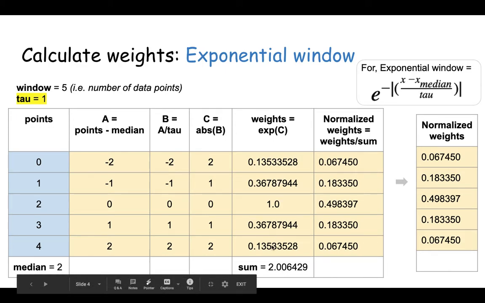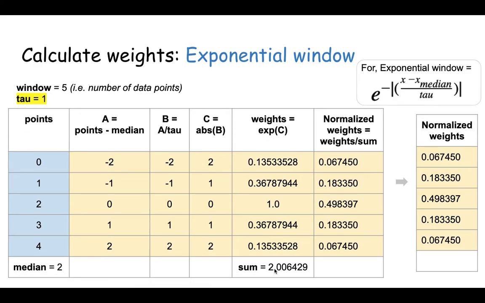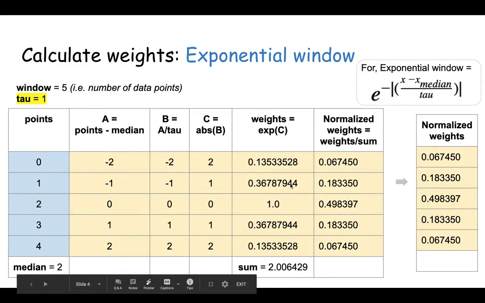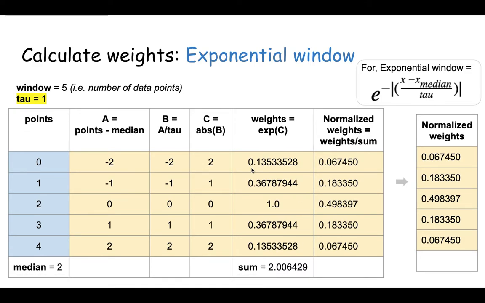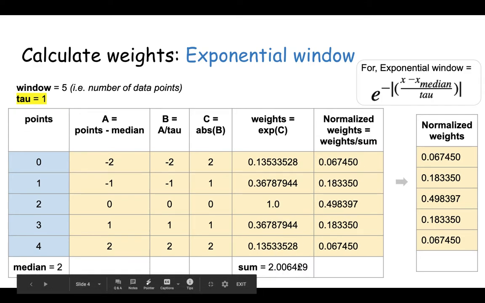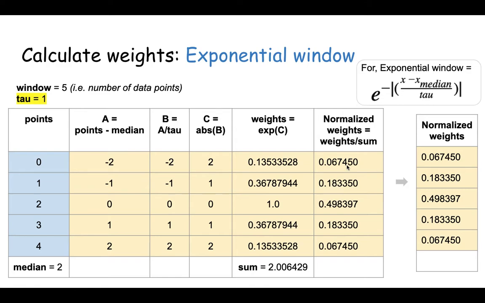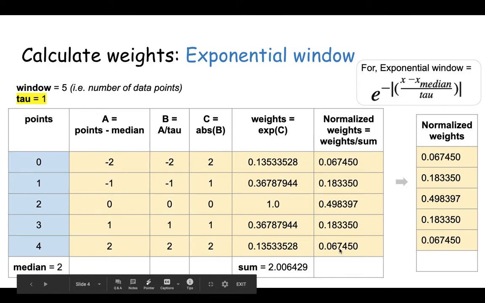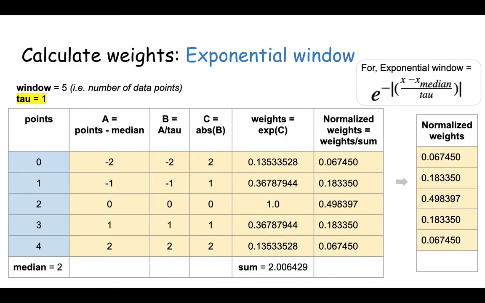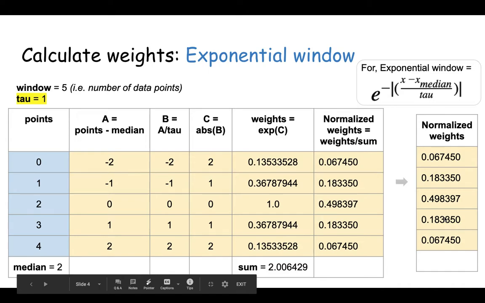So these are the weights, and if you add them, the total is more than 1. Now if you divide each of these values by the weight total below, for example divide 0.1353 by 2.00, then we get 0.0674, and if we do that for all the rows, then that column now has the normalized weights. If we add those weights, the total would be equal to 1, and these are the same weights that we saw in the previous slide.